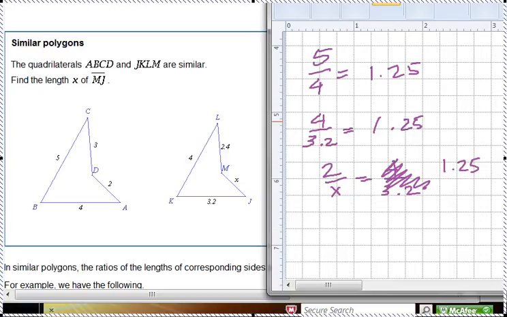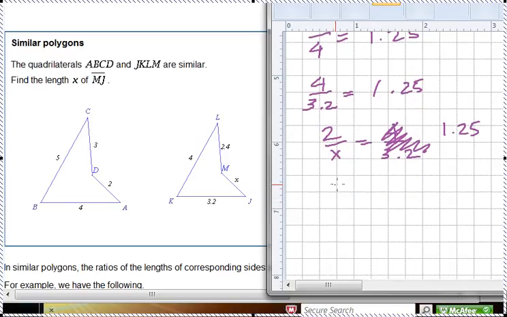Okay, so here's really what we're looking at. 2 over x is equal to 1.25. How do we get x? How do we figure out what x is? I'll show you how to do it right off the bat, and then we'll do another one of these problems, and then we'll take a break. But I'll show you how to do it.